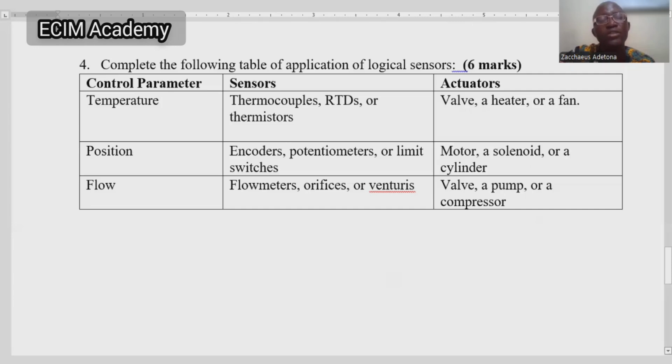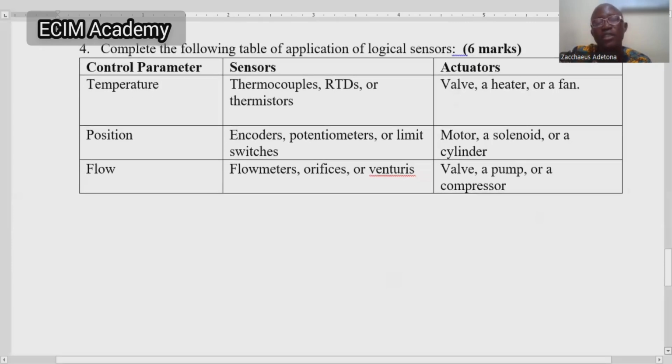Thermocouple, RTD, or thermistors will be needed to measure temperature. And then to activate, we need a valve, a heater, or a fan. For position, we need encoders, potentiometers, or limit switches. Then to activate, we need a motor, a solenoid, or a cylinder. And for flow, we need flow meters, orifices, or venturis. For actuators, we need a valve, a pump, or pressure to do that.